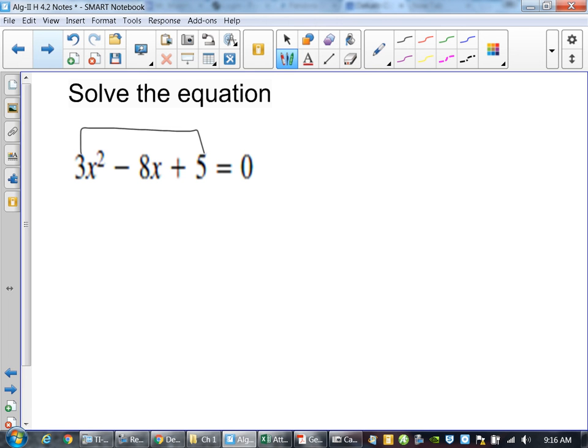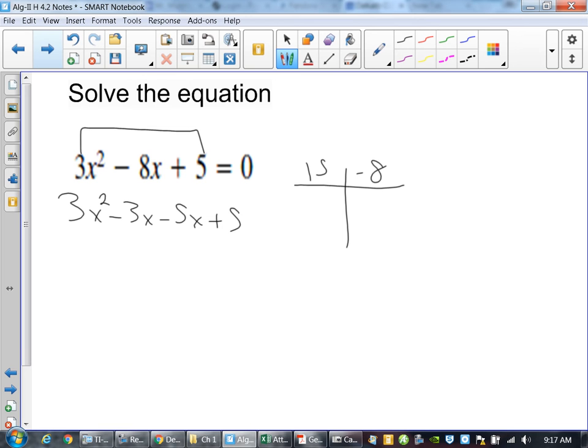Obviously, right off the bat, this is not falling into a pattern because 3, last time I checked, is not a perfect square, nor is 5. So what's 3 times 5? 15. So we ask, what two numbers multiply to positive 15 and add together to get negative 8? Negative 3, negative 5, very good. So when you write this out, we have 3x squared minus 3x minus 5x plus 5.